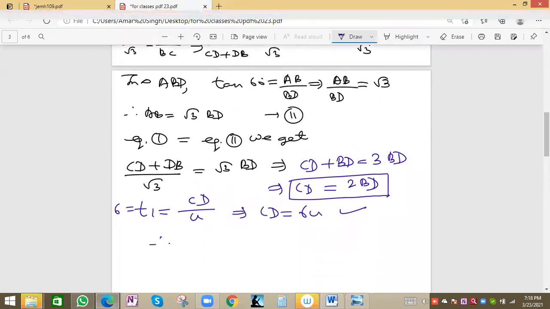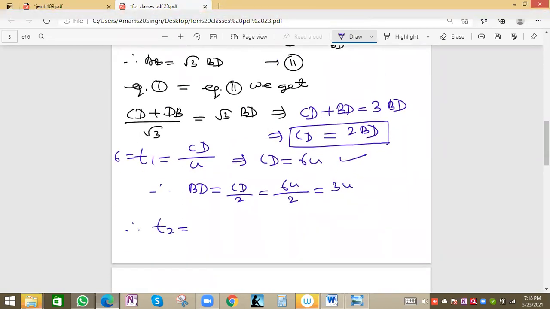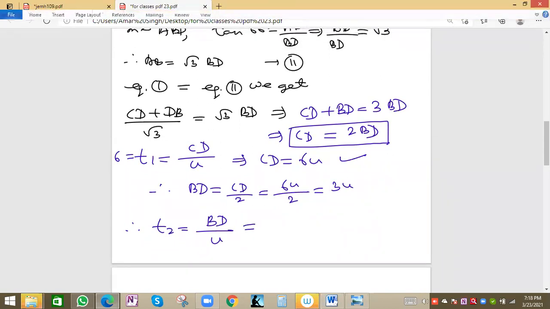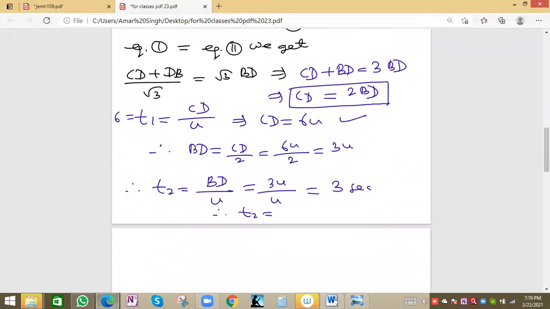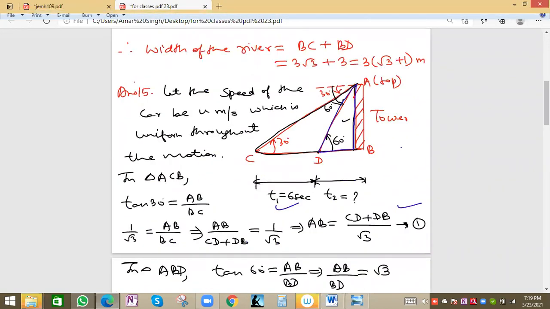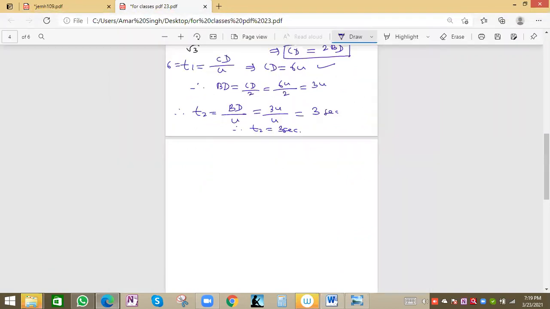6u is the CD. Hence BD will be equal to CD by 2. So BD is 6u by 2, which is 3u. Hence time T2 will be equal to distance by speed. Distance is BD, speed is u, because it is the same uniform speed. So BD is 3u by speed u, that is 3. 3 means 3 seconds. Hence the time required for the car to go from D to B will be only 3 seconds.